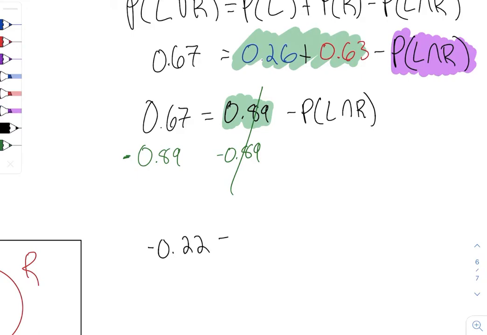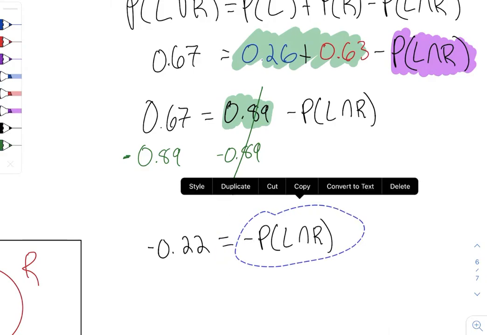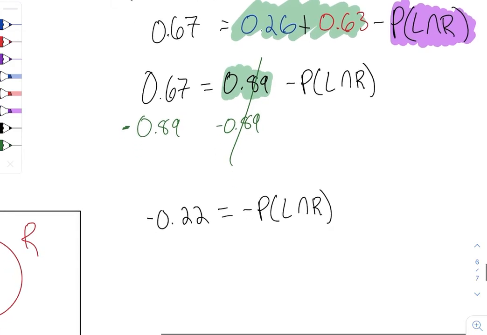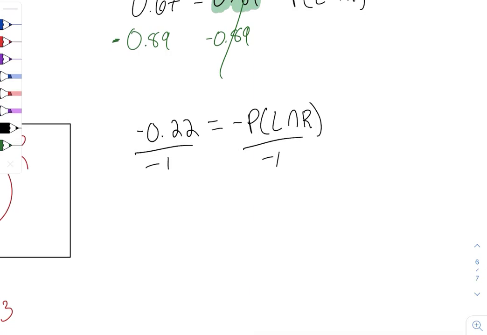Okay, and that's going to be equal to, and right here we have to make sure we leave that minus sign here. We didn't take care of that minus at all. When we got rid of that 0.89, it left us with a negative probability. We don't want that negative probability, but luckily it's just a matter of dividing by a -1 or multiplying by a -1, same thing, and that'll cancel out both negatives and give us what we want, which is the intersection is equal to 0.22.